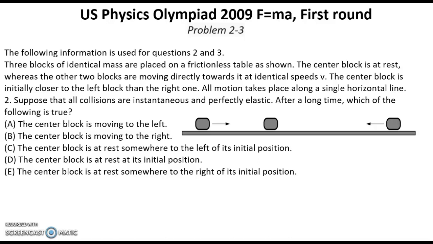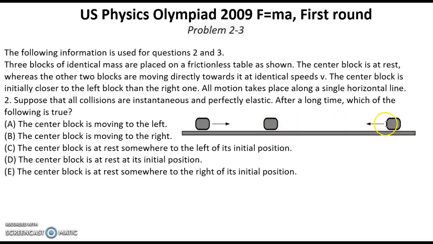Answer. Let's look at what happened here. First, because the left block is closer to the center block, they will collide before the right one collides. After collision, they will exchange their velocity because they have the same mass, and the left block will stop, and the center block will go to the right with the speed v.